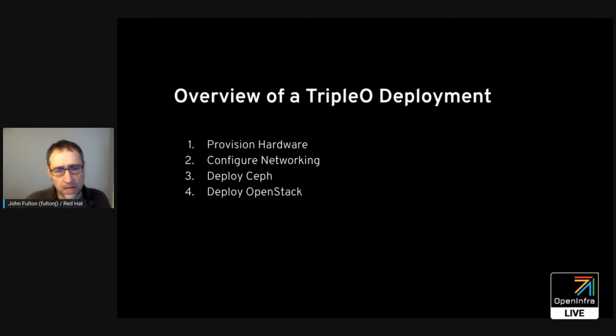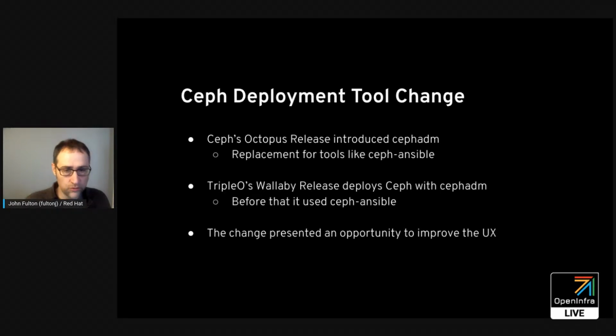So to give you some context, an overview of how a TripleO deployment works: TripleO can do everything for you. You can give it IPMI information about your hardware, and it will then use Ironic to provision the hardware. It will configure the network. It can then deploy Ceph and then deploy OpenStack. So it can do the whole thing for you. You can have a deployment definition file or files and a couple of YAML files describing the end state of your system, and TripleO will make it so.